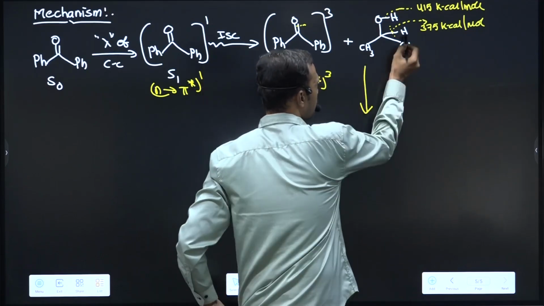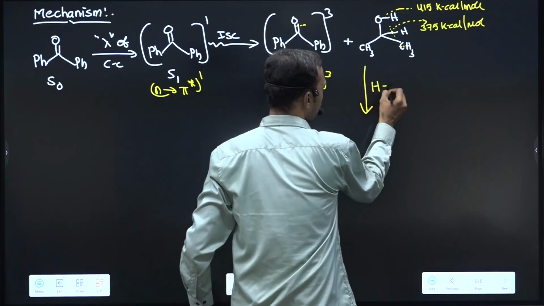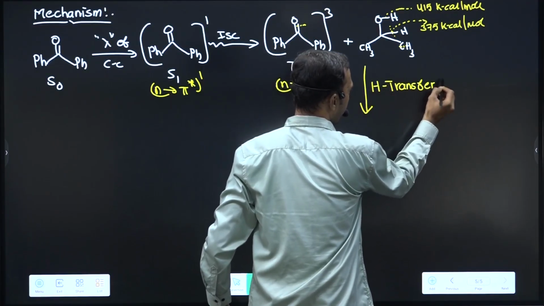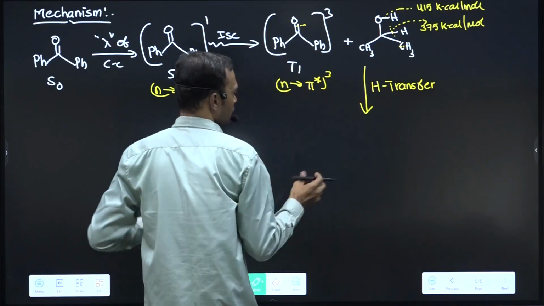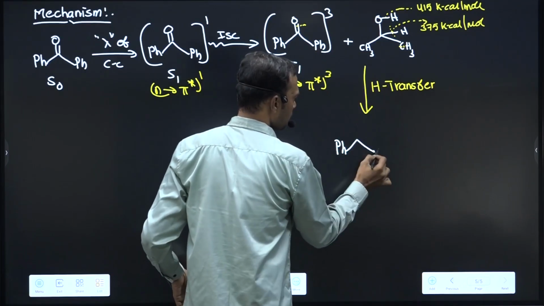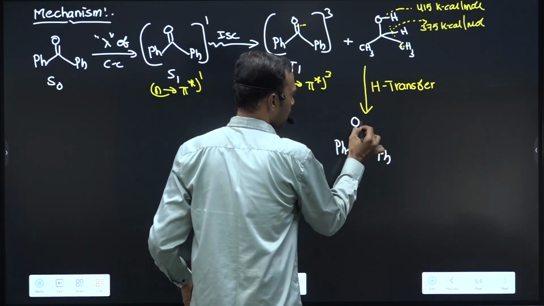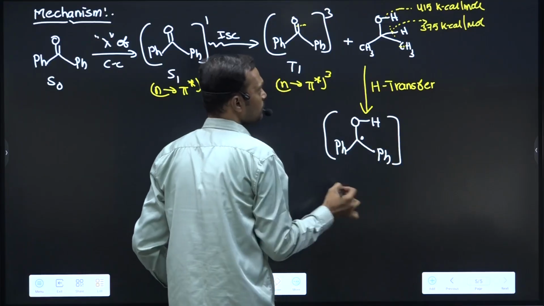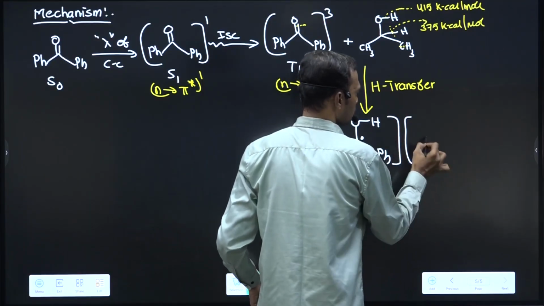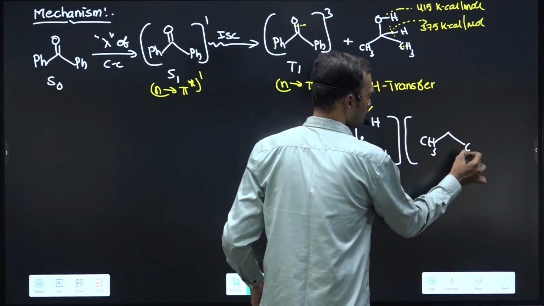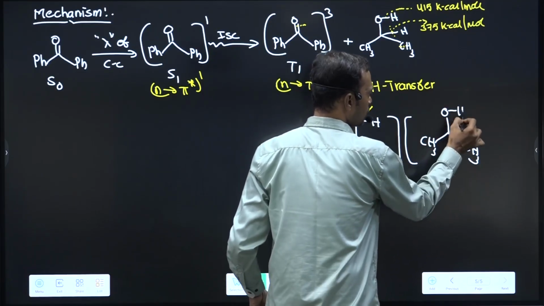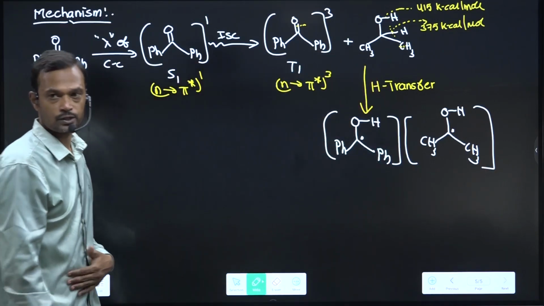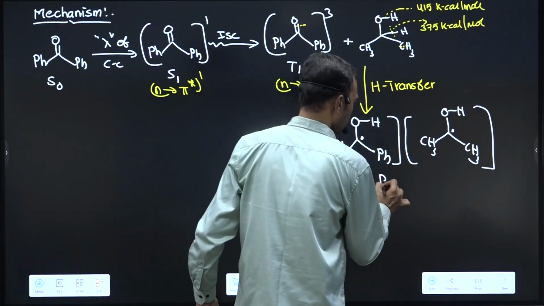Then what happens? See, hydrogen transfer takes place from here to here. This is called hydrogen transfer. Okay, so when hydrogen transfer takes place, Ph, and here you may get one hydrogen and this is a radical. It is at the excited state. Then what about this one? This is carbon and here it is OH and this is a radical. Now this is the intermediate in this reaction. What is that intermediate? These intermediates are biradicals.